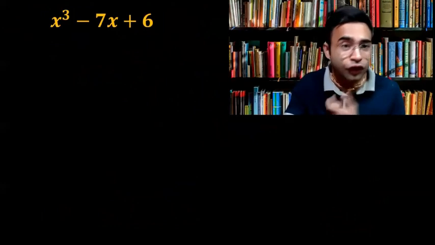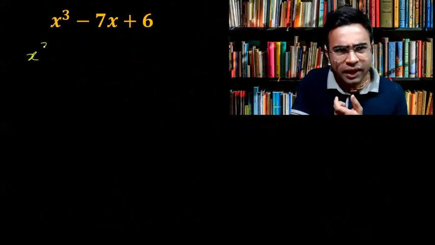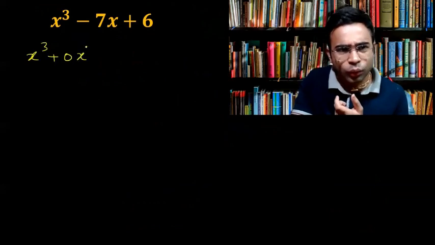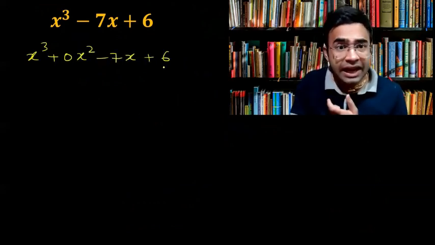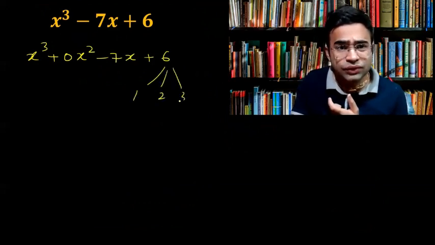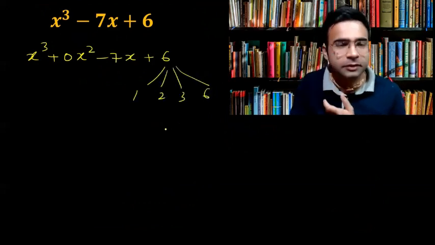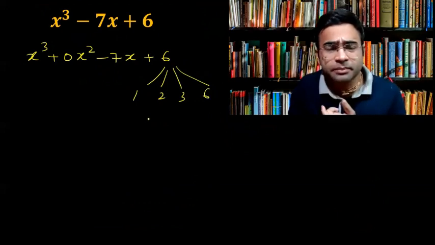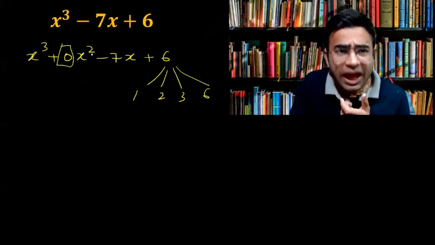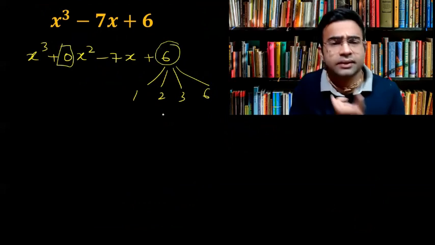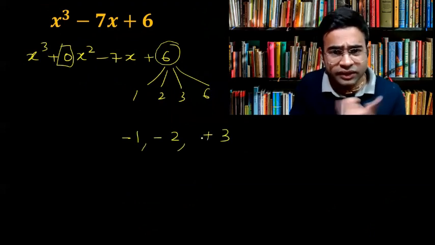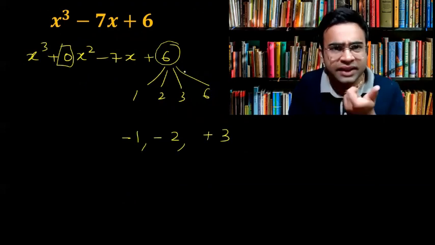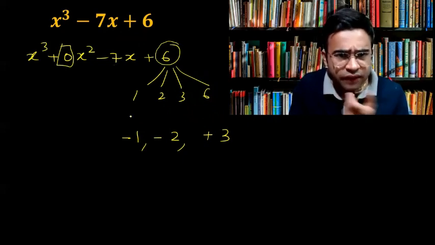Now, this time we don't have the coefficient of x square here. So, okay, x cube plus 0x square minus 7x plus 6. Again, I'll write this as 1, 2, 3, and 6. I need to do something by which the sum should be 0 and the product should be 6. So I think it's pretty obvious. 1, 2, 3. Let me have minus, minus, and plus. Check it out. Is the sum 0? Yes. Is the product 6? Oh, obviously.